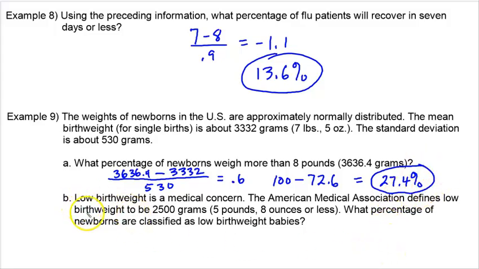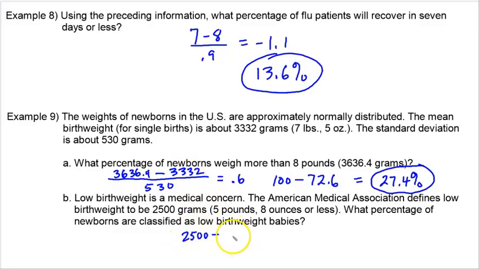Okay, let's try another one. Low birth weight is a medical concern. The AMA defines low birth weight to be 2,500 grams. What percentage are classified as low birth weight? So this time our data point is 2,500.